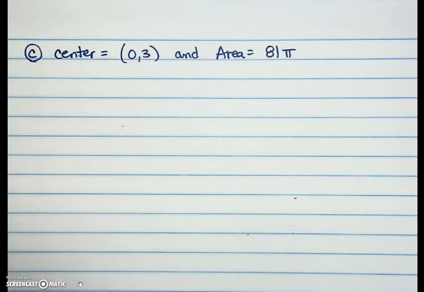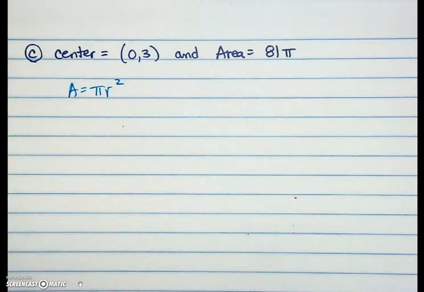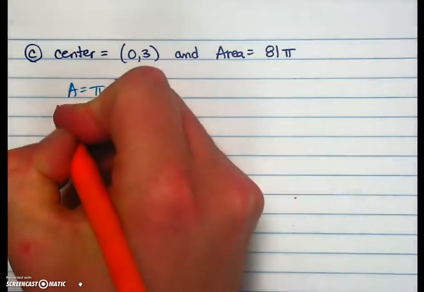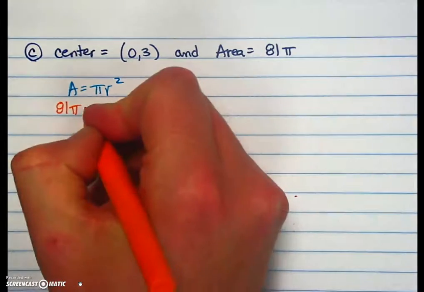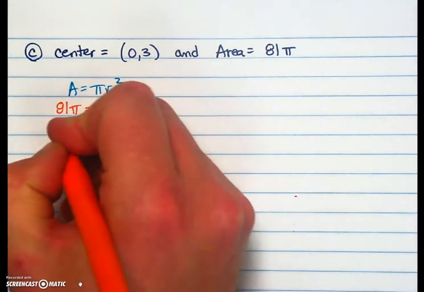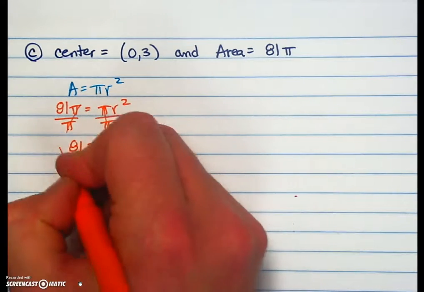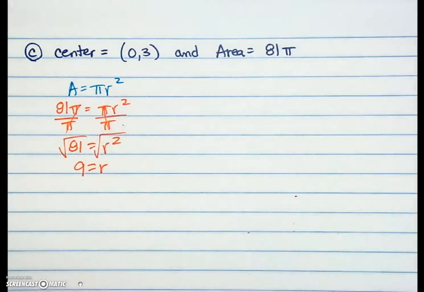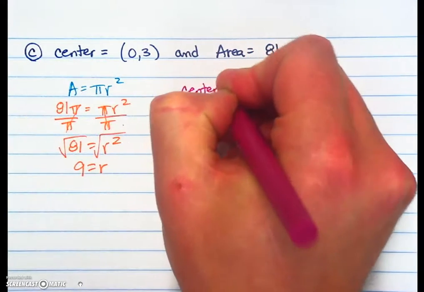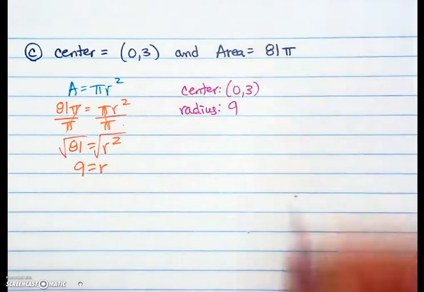So, I don't know if any of you remember your formula for area, but the area of a circle is pi r squared. All right, so here, if I know that the area is 81 pi, I'm going to put that in, and now I'm just going to solve this for r to get my radius. So I'm going to divide by pi. So 81 equals r squared, and then we'll square root, and we get 9 equals r. So now, here again, I have my center, which is 0, 3, and I have the radius, which is 9.